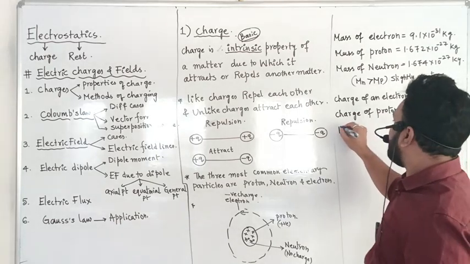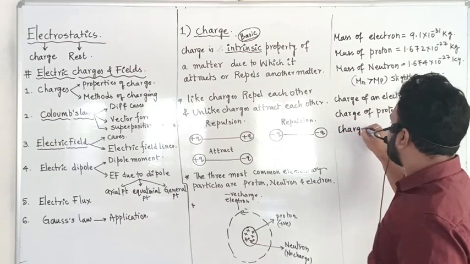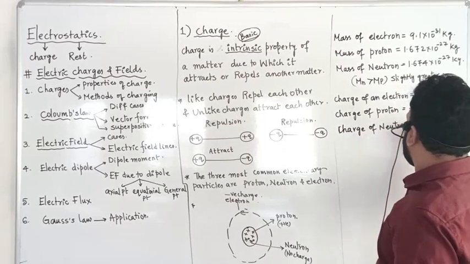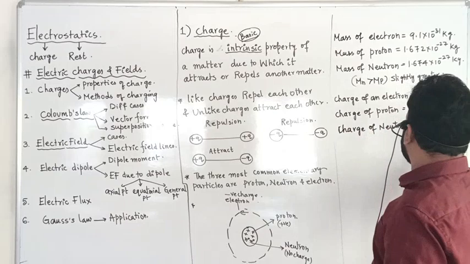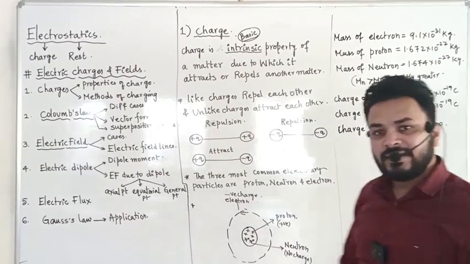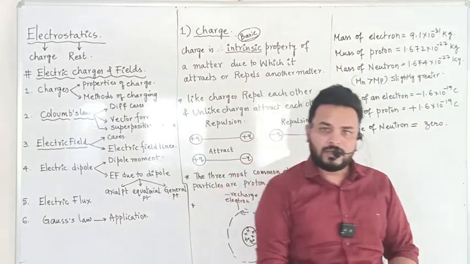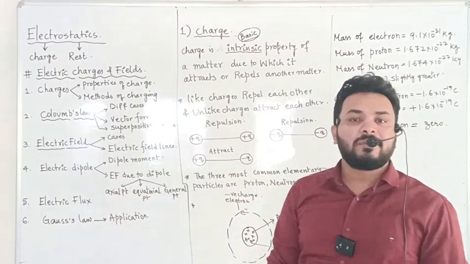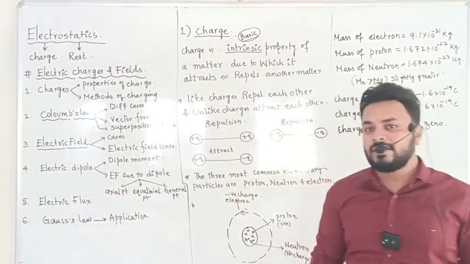Now tell me, what is the charge of a neutron? There is no charge. The charge of a neutron, we are simply taking it as 0. Understood? So this is the basic definition of a charge, the basic concepts of a charge. Please note down.